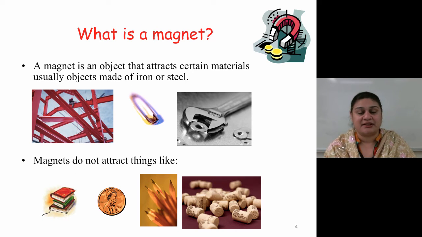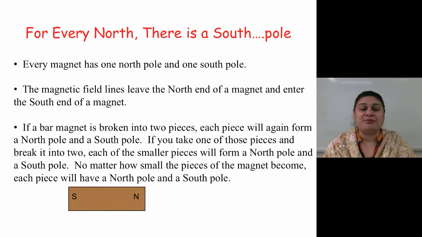So what is a magnet? A magnet is an object that attracts certain material, usually objects made out of iron or steel. Magnets do not attract things like paper or lead or cork. So some properties of a magnet: for every north there is a south pole. Every magnet has one north pole and one south pole. Magnetic field lines leave the north end of a magnet and enter the south end.